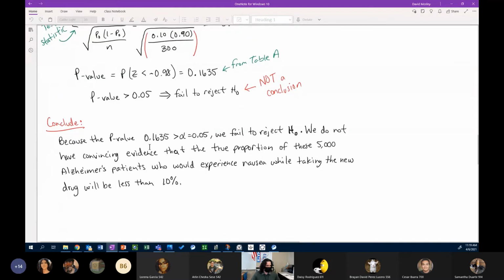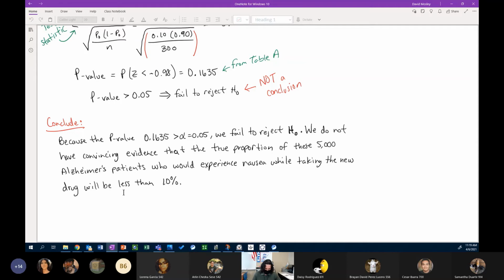Because the p-value 0.1635 is greater than alpha equaling 0.05, we fail to reject the null hypothesis. We do not have convincing evidence that the proportion of these 5,000 Alzheimer's patients who would experience nausea while taking the new drug will be less than 10%. I have provided the details that tie this back to the context.